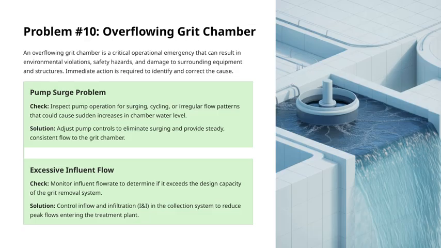To address this, we should work on controlling inflow and infiltration, what we often call I and I, in the collection system. Reducing peak flows entering the treatment plant helps maintain proper operation and prevents the grit chamber from overflowing. Remember, tackling these issues promptly keeps our system running smoothly, protects the environment, and ensures safety for everyone involved.